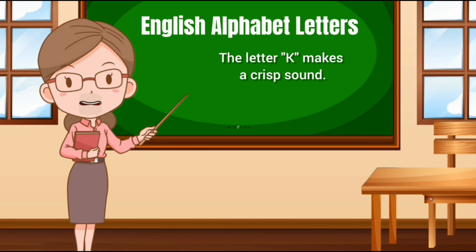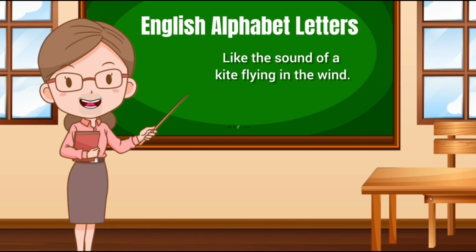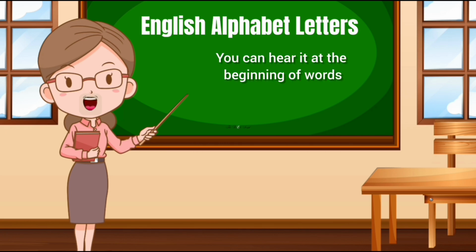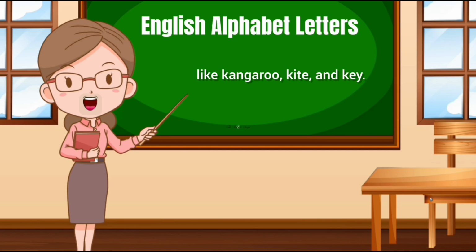The letter K makes a crisp sound that sounds like K, like the sound of a kite flying in the wind. Children, can you try saying K? That's the sound of K. You can hear it at the beginning of words like kangaroo, kite, and key.